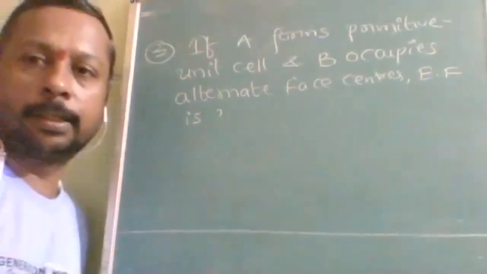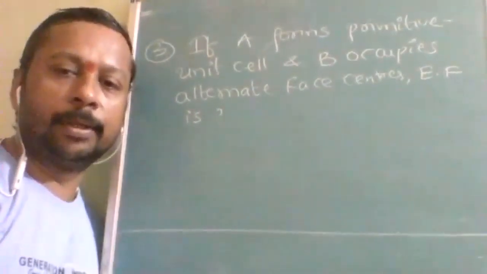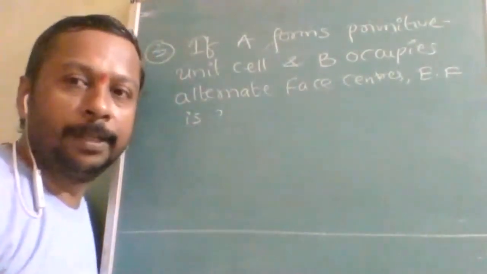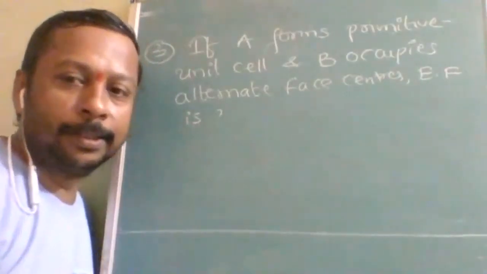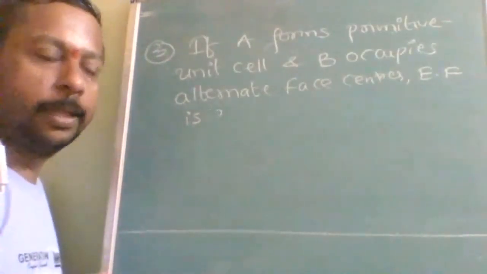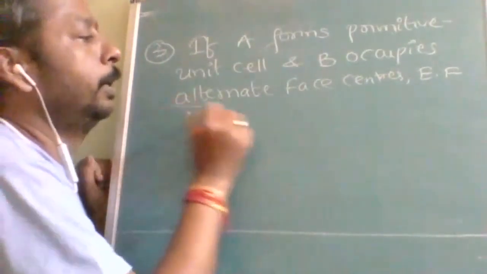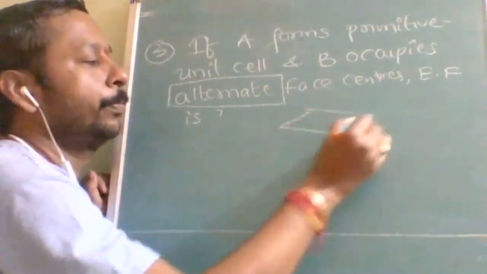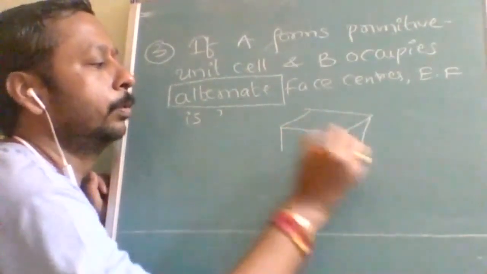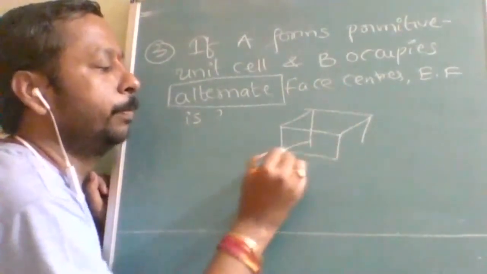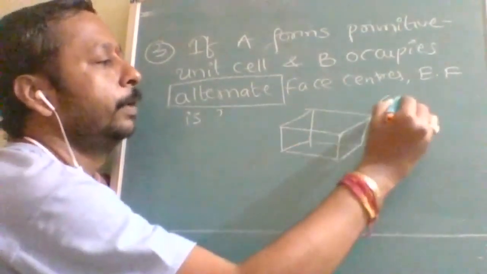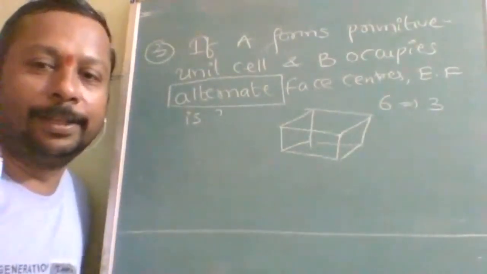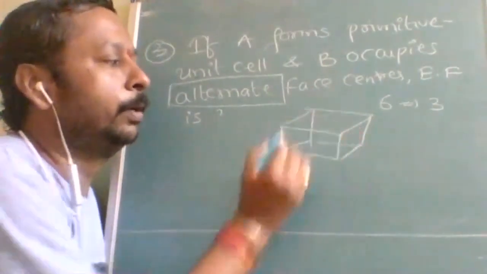Answers are coming in, but they are wrong. A lot of people tried, but it is a wrong answer. I will tell you what is correct and what is the logic. Here, alternate is the main keyword. Let us take this as a cube. Now, alternate means, people will think, six face centers are there, so alternate will be three. No, alternate will not be three. Alternate will be only two.